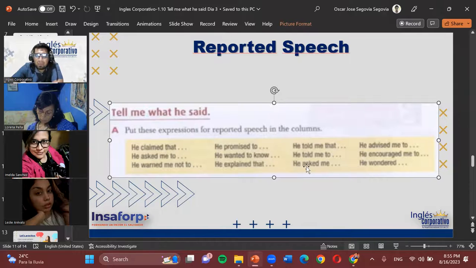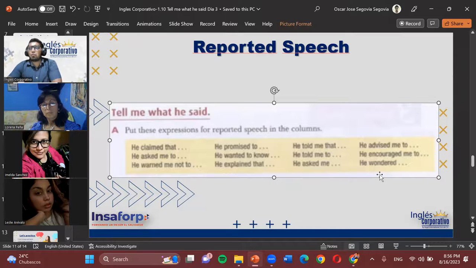Then we also have one of the most common ones. He asked me, and then we have he advised me to. Once again, when you get advice, it's somehow a command, somehow a recommendation. So you're supposed to do something as a result of that recommendation. Then we have he encouraged me to. Once again, it's something that you feel like you're being obliged to do. Not obliged, but at least inspired to do. And then we have he wondered. This one is very similar to he wanted to know. He wondered is very, very similar to he wanted to know.